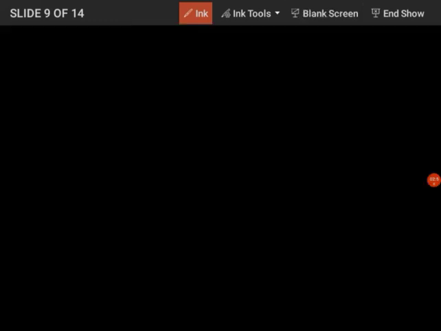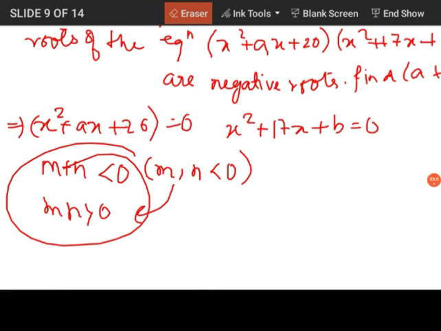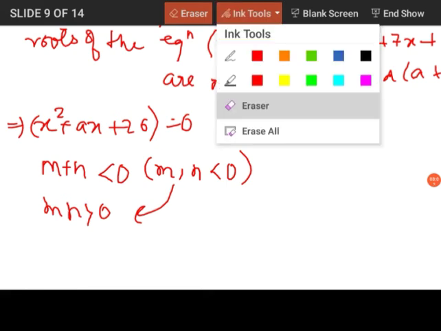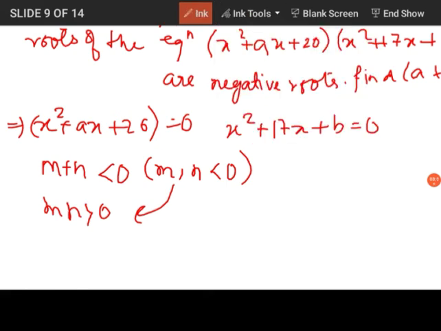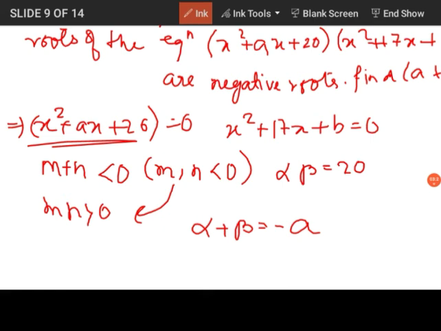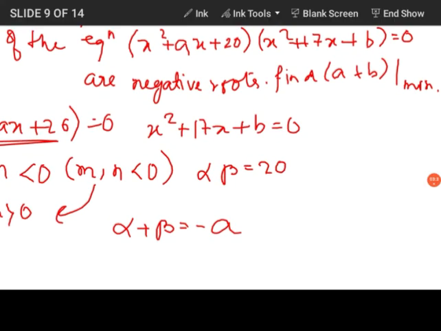This is the most crucial observation that you have to make, that if two quantities are negative, then their sum is always less than 0 and their product is always greater than 0. Very simple but very crucial for this question. So say alpha and beta are the roots of this equation. So alpha plus beta would be minus of a, and alpha beta is equal to 20. Again, break 20 into its factors. This would be 1 comma 20, then 4 comma 5, then 10 comma 2.